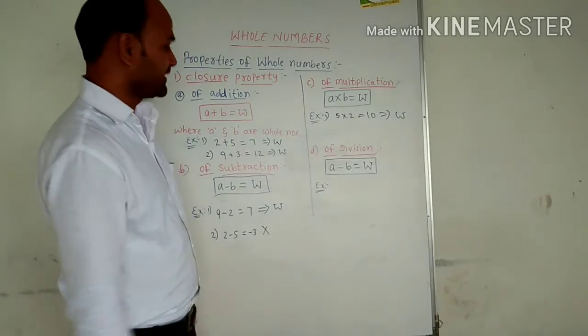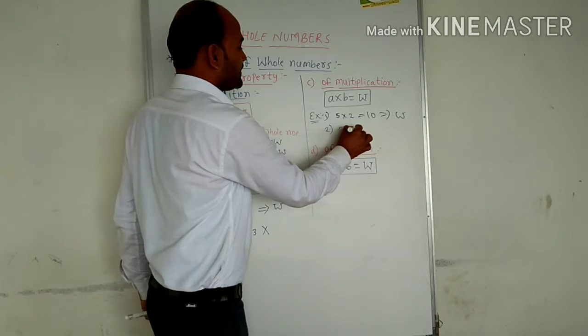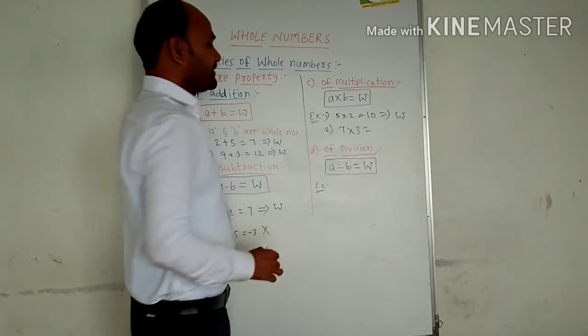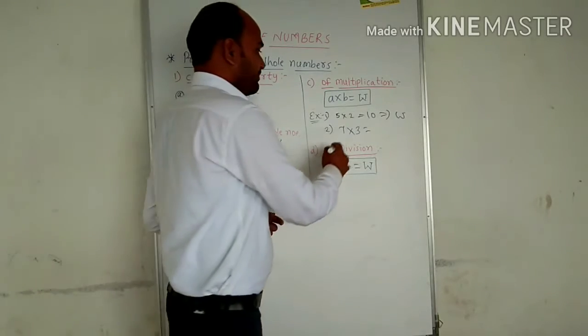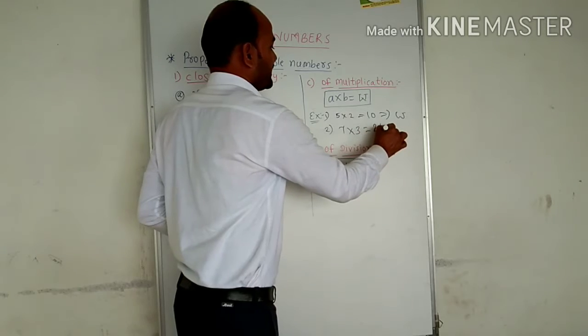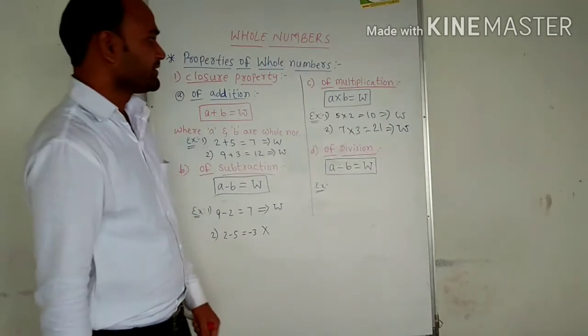First condition satisfied. The second one is 7 into 3. 7 and 3 are two whole numbers that can be multiplied. What will the product be? 7 threes are 21. 21 is also a whole number. This condition also satisfies.